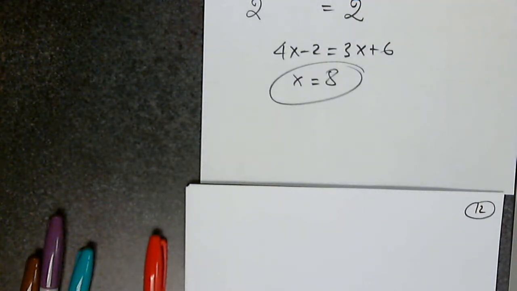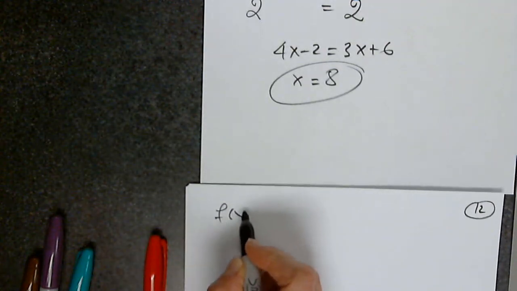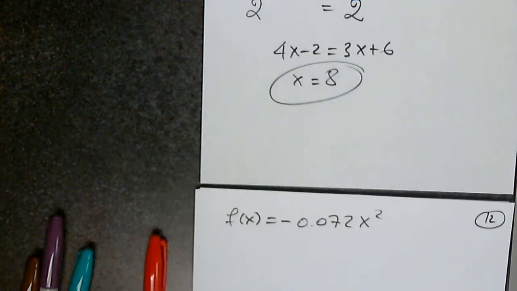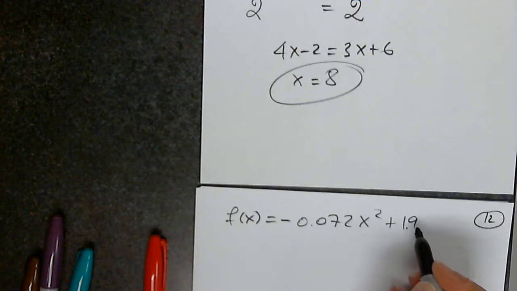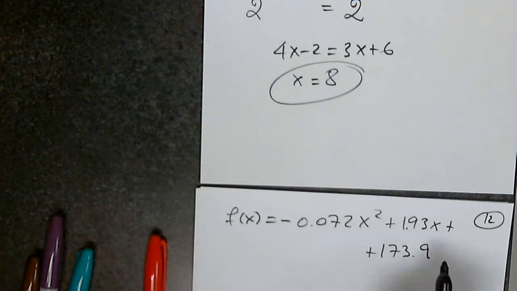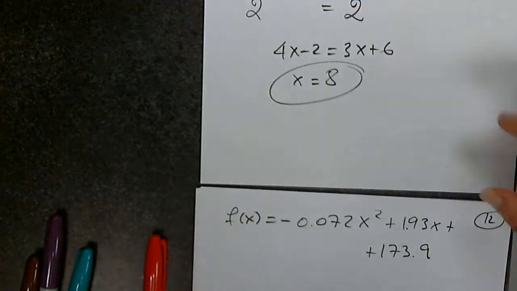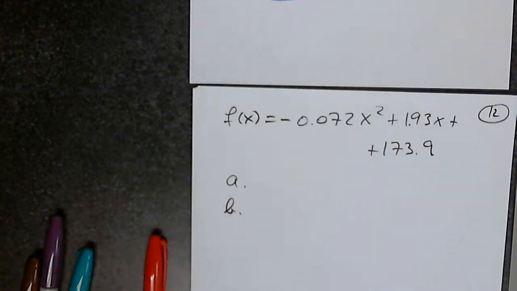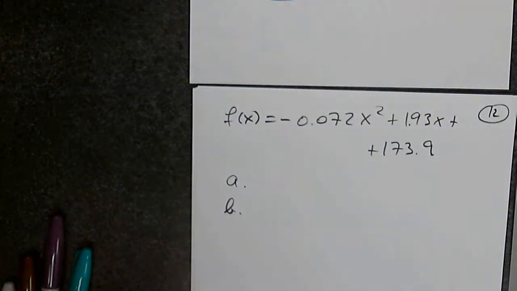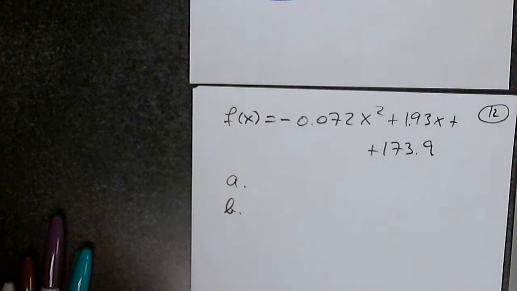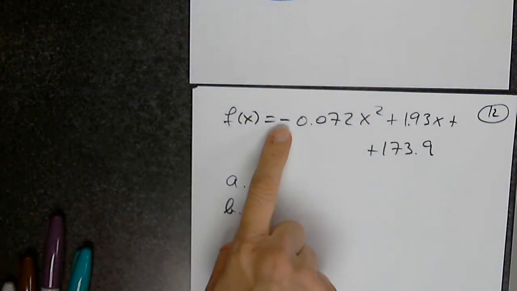Let's say I have a function f of x equals negative 0.072 x squared plus 1.93x plus 173.9. I'm asked two questions here. Question A, does it have a max or a min? Say it again. Because the leading coefficient is negative.